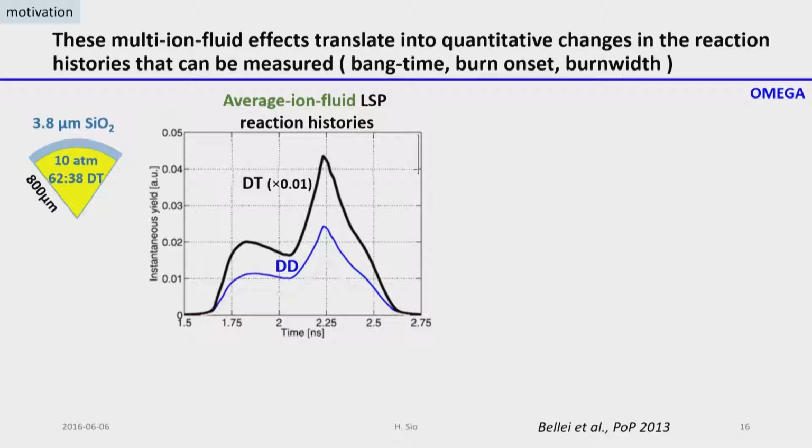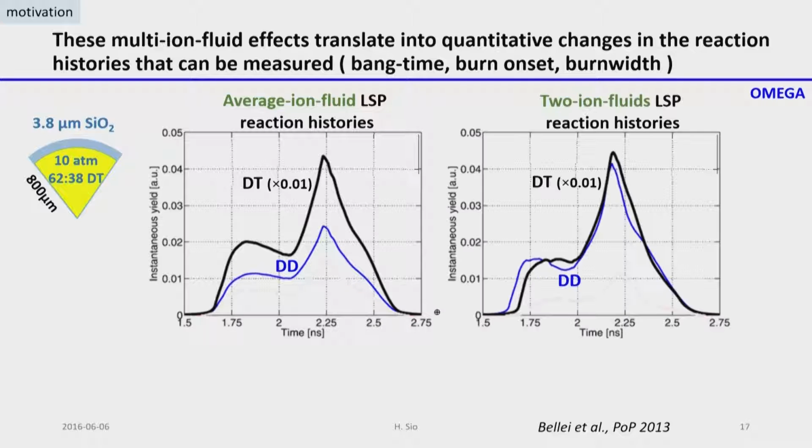So taking all of those profiles that you saw in the previous slides and converting it into a reaction history, so nuclear yields produced per time unit. This is the burn history that you see for the DD and the D-helium-3 reaction for these implosions. And when you go to a 2-ion fluid simulation, what you see is that there are quantitative changes in the reaction history that can be measured.